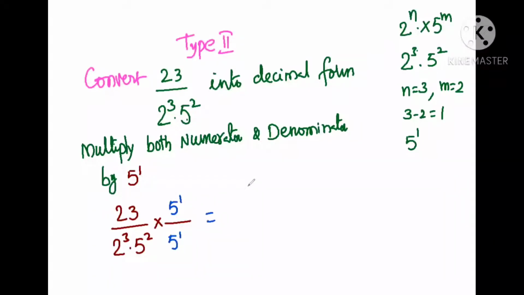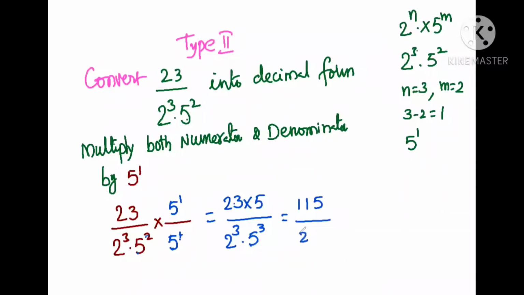Here 23 into 5, 5 power 1 means 5. In the denominator, 2 power 3 into 5 to the power of 2 into 5 to the power of 1. A to the power of m into a to the power of n is equal to a to the power of m plus n. In the same way, for 5 to the power of 2 into 5 to the power of 1, you have to add these exponents. It becomes 5 power 3. Now the product of the numerator is 115. 5 3s are 15, 10 plus 1, 11, 115.